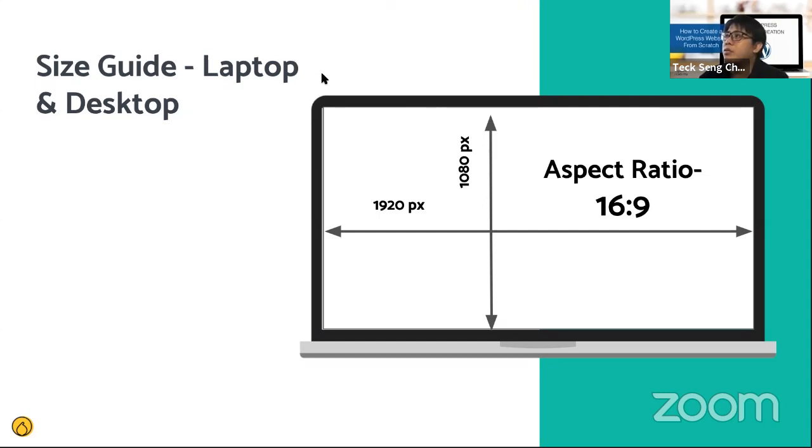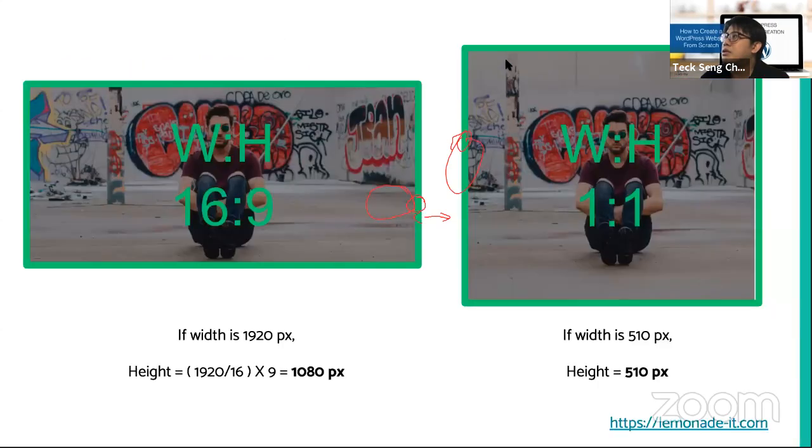In fact, this is the most optimized resolution you should use. 1920 is the width, and your height is 1080 pixels. So resolution is calculated in pixels as a unit. Okay, 1920 times 1080.